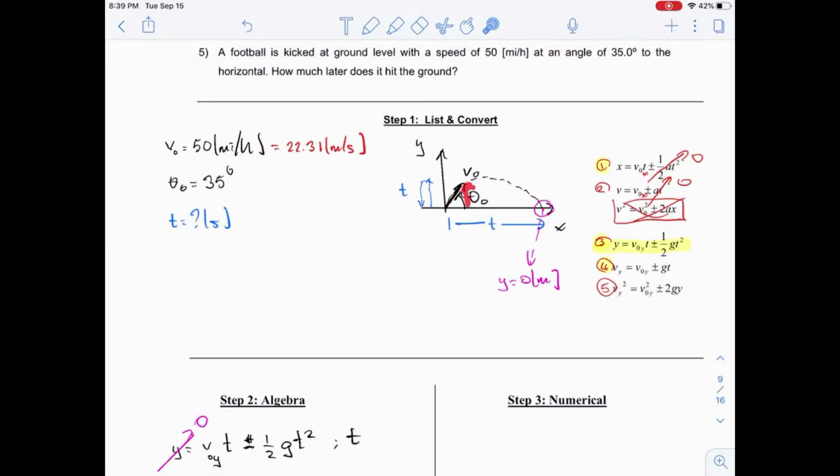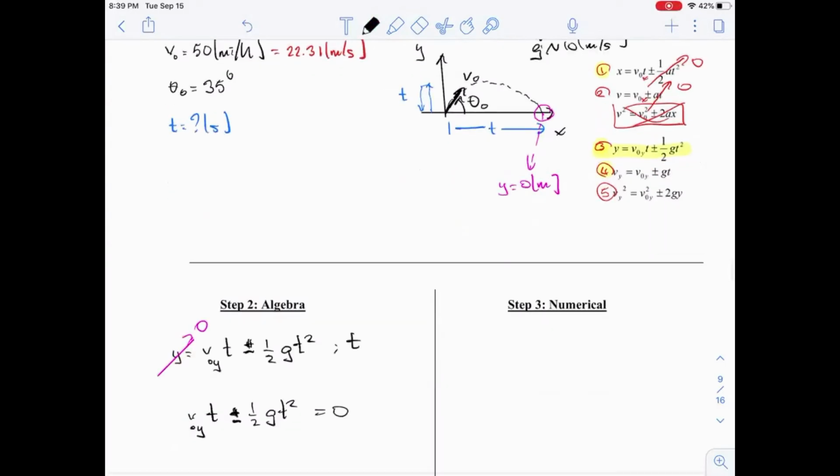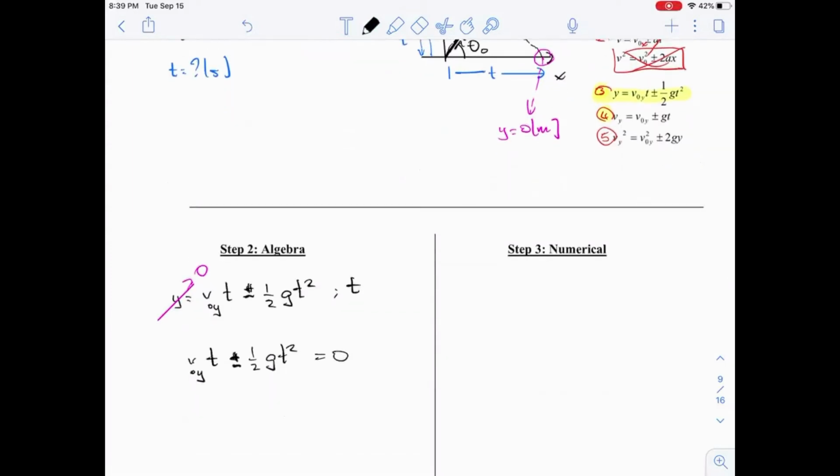Notice that the direction of the y component is going up against gravity, which means that this thing is going to slow down. Gravity is pointing in the downward direction, roughly about 10. So look at the initial direction of the speed in the y direction. If it's going up against gravity, it's going to slow down. If that's the case, just use the negative.